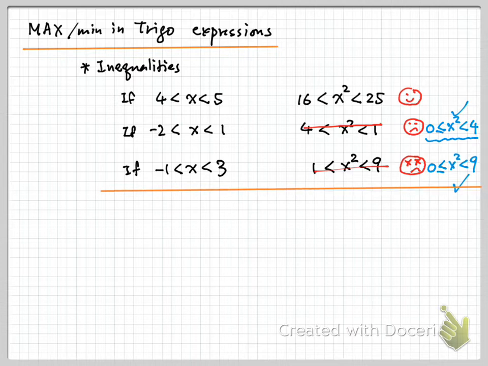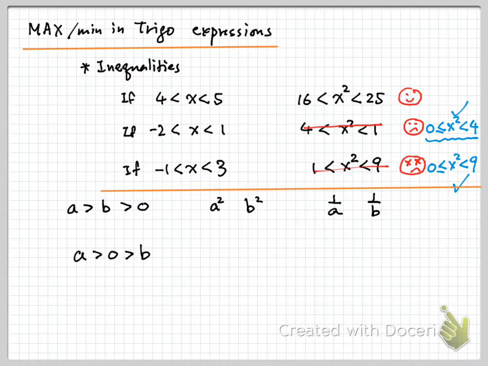So let me give you a brief summary on how positive and negative affect squaring and reciprocal. If a is greater than b is greater than 0, how do you compare a squared and b squared? How do you compare 1 over a and 1 over b? If a is greater than 0, but b is less than 0, how do you compare a squared and b squared? How do you compare 1 over a and 1 over b?